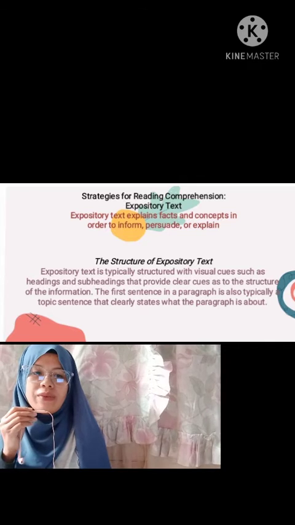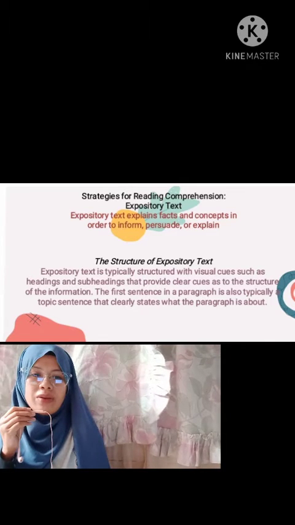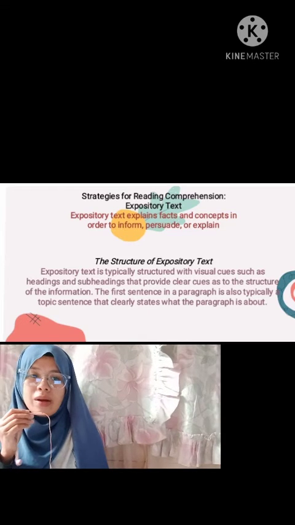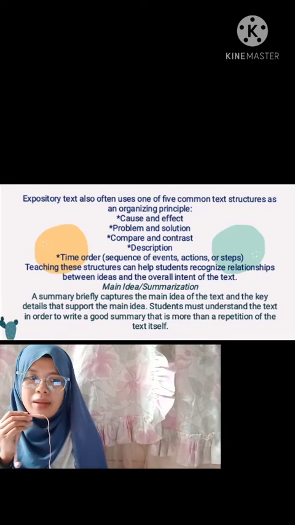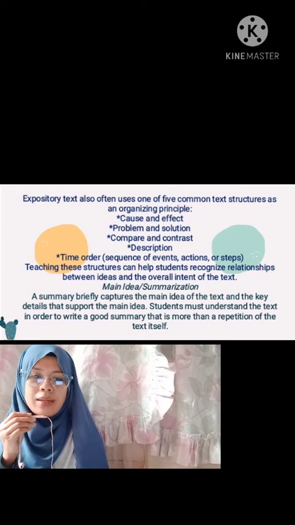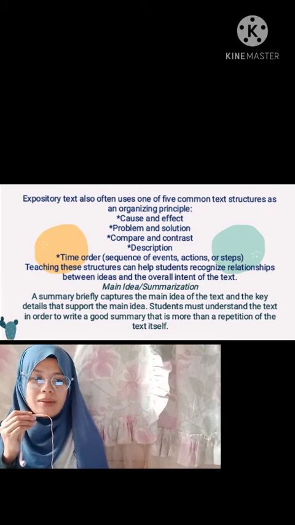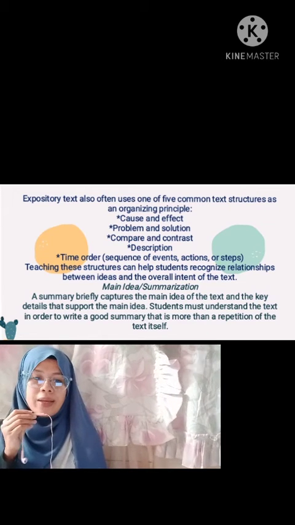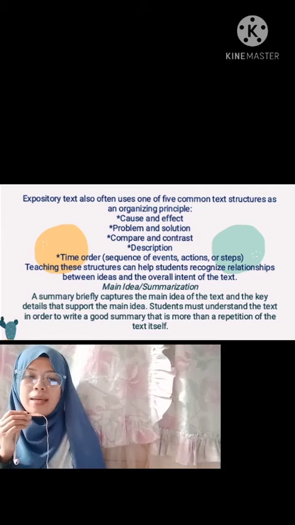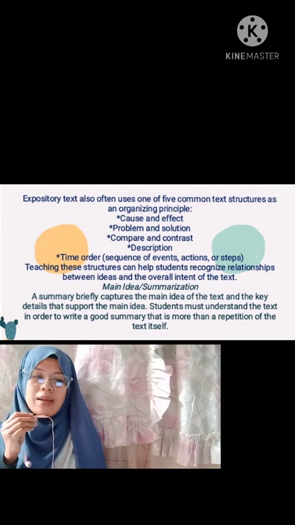Expository text also often uses one of five common structures as an organizing principle. These are cause and effects, problem and solution, compare and contrast, description, time order or sequence of events, actions, or steps. Teaching these structures can help students recognize relationship between ideas and the overall intent of the text.